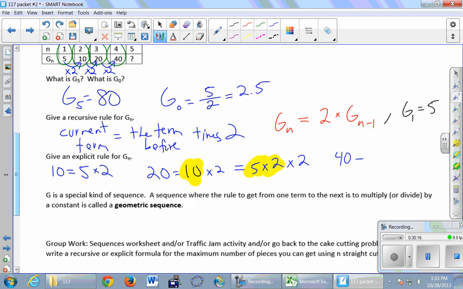40. Where did 40 come from in the table initially? Casey's already seen the pattern. Looking just at the neighbor, where did 40 come from? Mary says 20 times 2, right? That was our rule: just take the previous number and multiply by 2. Good. So I'll put this times 2 over here, and then I'm going to replace 20. What is 20 really equal to according to what we just wrote? 5 times 2 times 2. Agree?